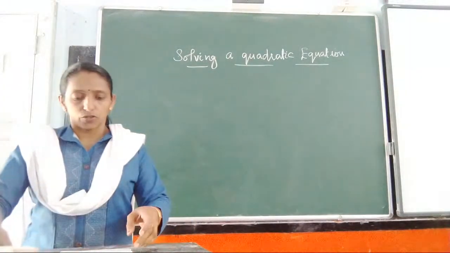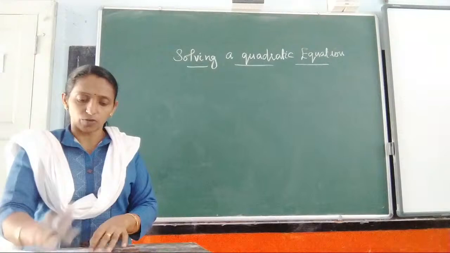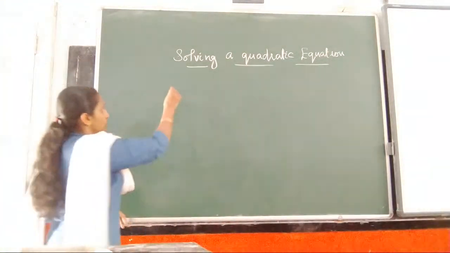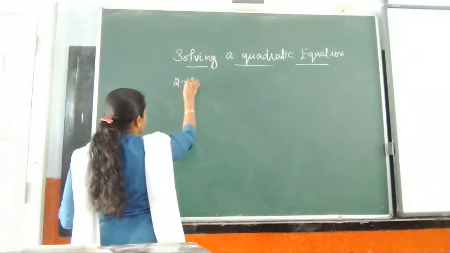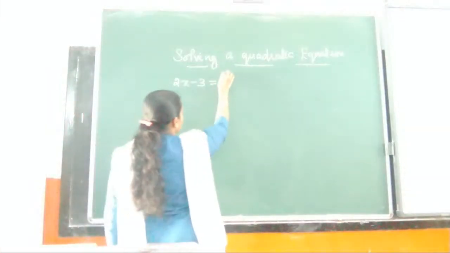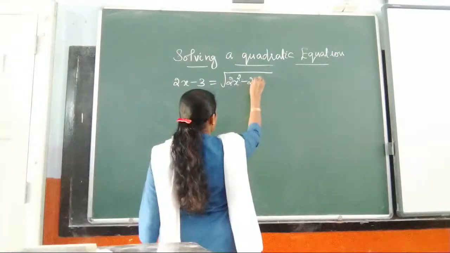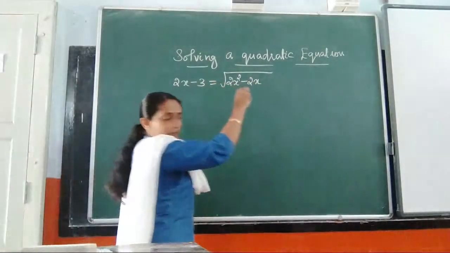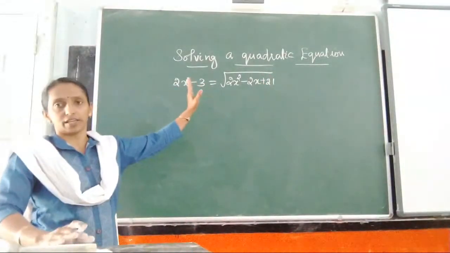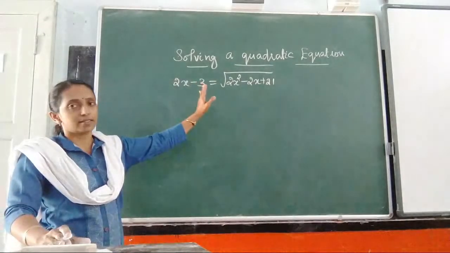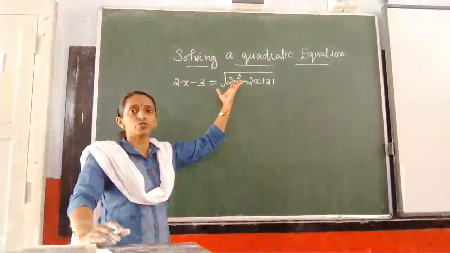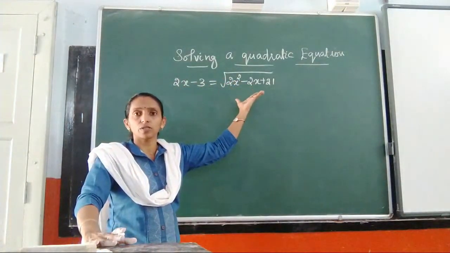Alright. So that is for today's work. Now suppose you have one more question, I can show you. You have some root terms given here: 2x minus 3 is equal to under root 2x square minus 2x plus 21. Here you can see a square root given. For such a type of question, first of all you have to remove the square root. How can you remove the square root?